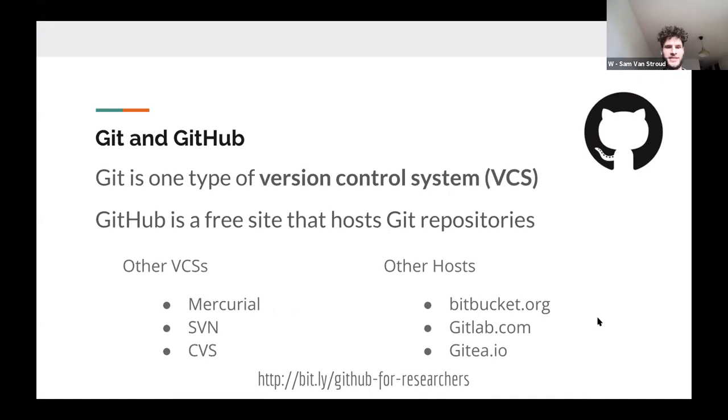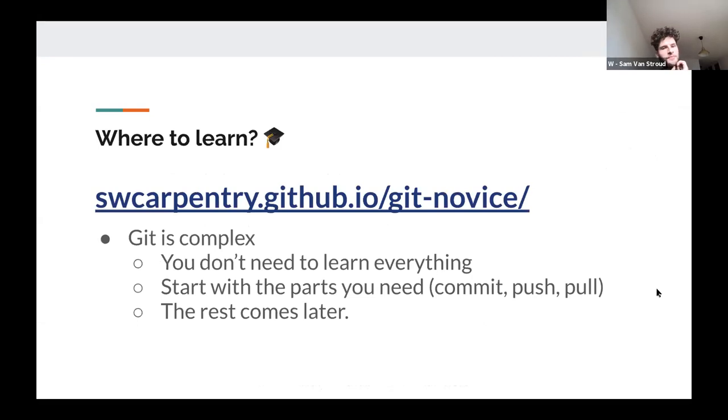Git is the most widely used version control system. GitHub hosts Git repositories. And I'm sure you'll be learning or have learned already about all these kinds of tools. But these are really essential for working in open settings. So where can you learn these tools? Git is quite a complex version control system, but you definitely don't need to learn everything in one go. You just need to start with the absolute basics, so how to make a commit and push and pull from a repository. And then the rest you can build up later as you go and as you start to need more advanced tools.